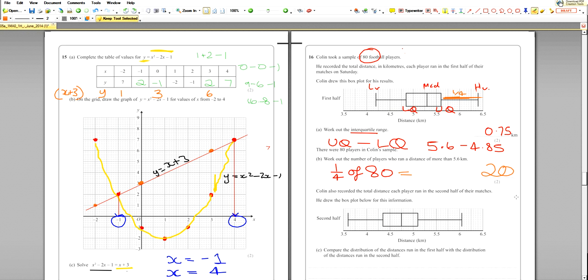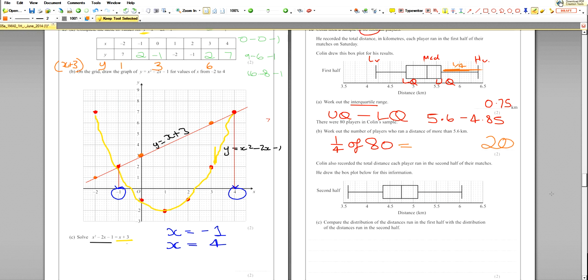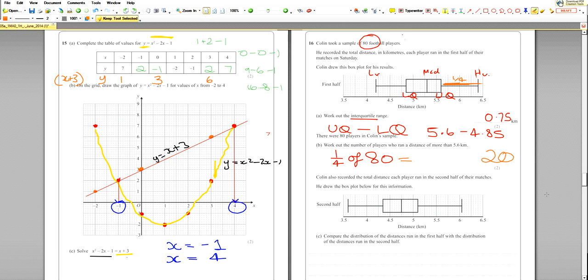Okay, now we need to move the page up a bit. Question 16 part C. Compare the distribution of the distances run in the first half with the distribution of the distances run in the second half. We've done this kind of question before. We need to make a comparison, one using the median and one using the spread. So what is the first comparison we can make? Anybody want to start this question rolling, please? First the median.